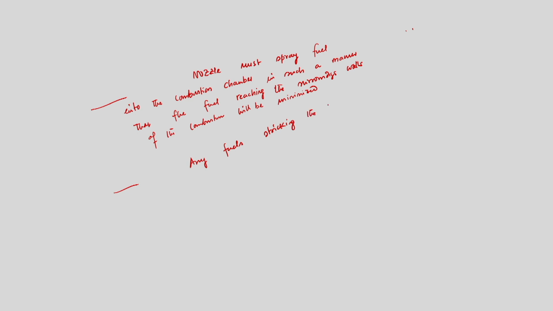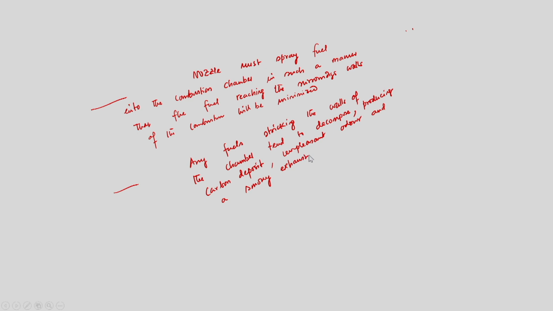What will happen? Any fuel striking the walls of a cylinder, striking the walls of the chamber, tends to decompose, producing carbon deposit, unpleasant odor and a smoky exhaust. So that means we need to ensure that the quantity of fuel droplets striking the surrounding walls of the combustion chamber should be minimized.